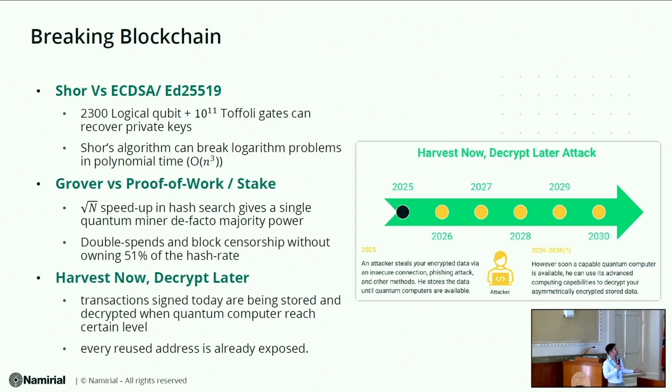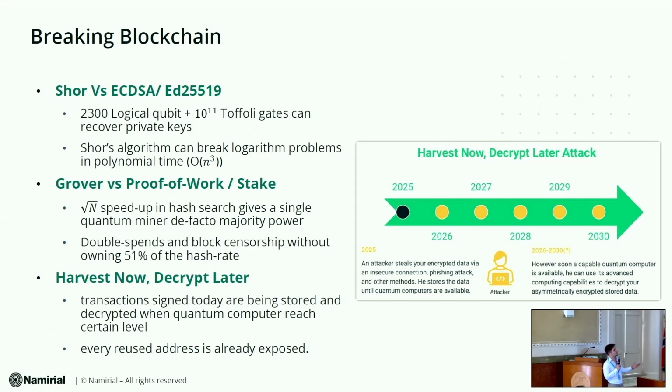The first thing that comes to mind is Shor's algorithm. As I said before, Shor's could be used in order to break current cryptography, because it can solve discrete logarithm problems in polynomial time, which is currently unfeasible even for the most powerful computer. The second thing is Grover's algorithm. Grover's algorithm is a quadratic speed-up of hash search, so it could easily break proof of work or proof of stake, giving majority power without having the 51% resources of the blockchain.